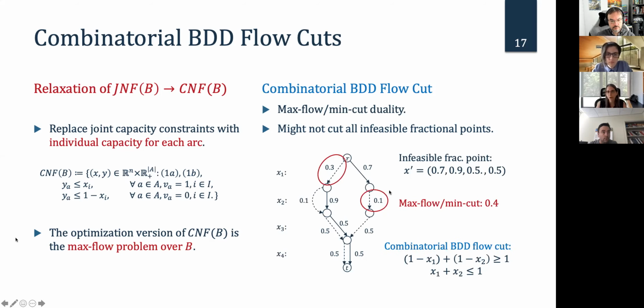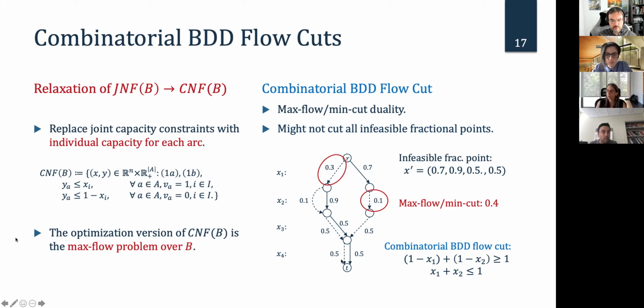Here I have a small example of how it works. We have an infeasible point that is the following. These values are going to be the capacities of my arcs. If the arc has value 1, it's solid, and the capacity is 0.7, the value of x1. If it's not, it's 1 minus x1, so 0.3. So these are the capacities.